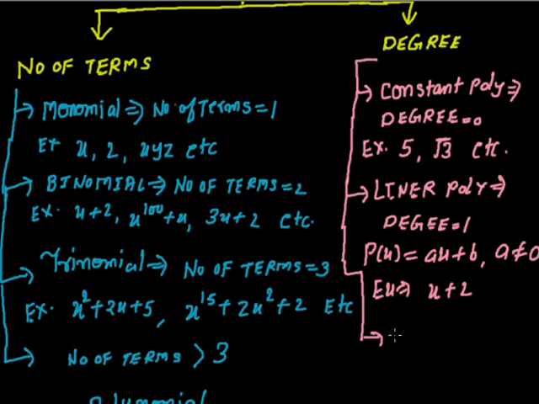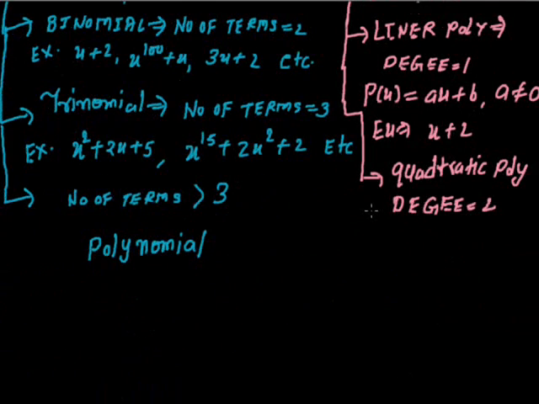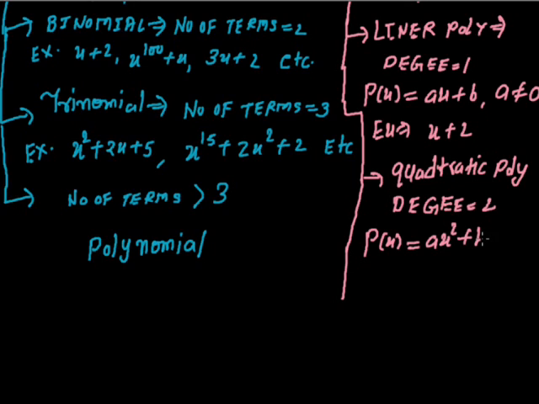Now we come to the next classification, that is quadratic polynomial. What are quadratic polynomials? If the degree is equal to 2, then the expression is simply a quadratic polynomial. What is the general expression for the quadratic polynomial? If it is defined in variable x, then p of x is equal to ax square plus bx plus c, and the condition is that the coefficient of x square should not equal 0.